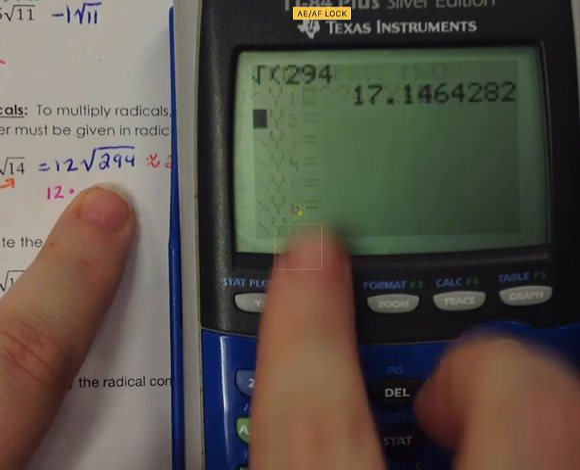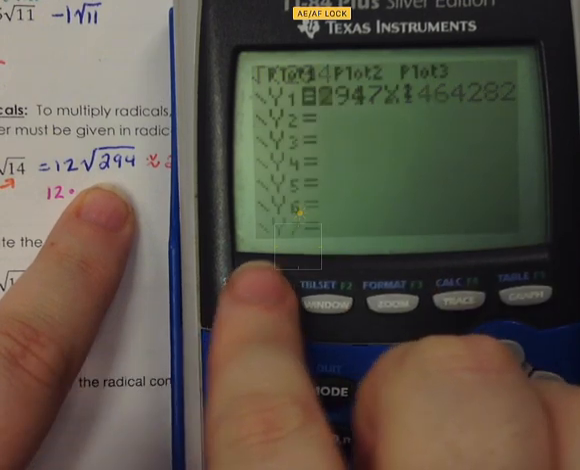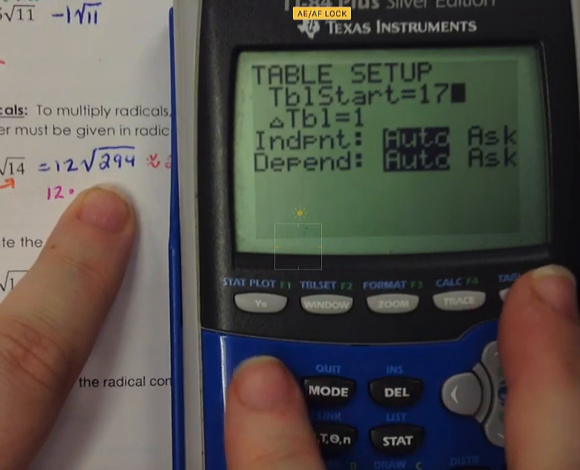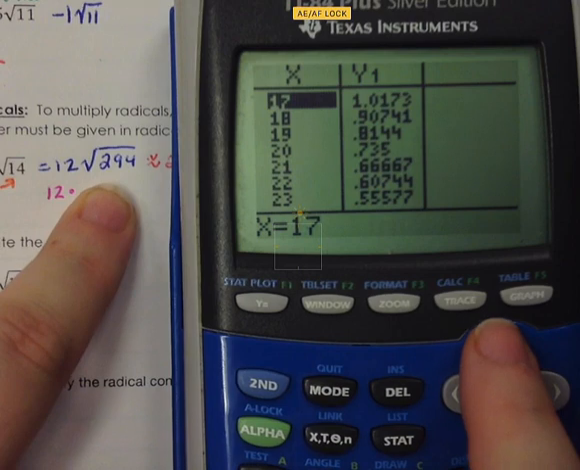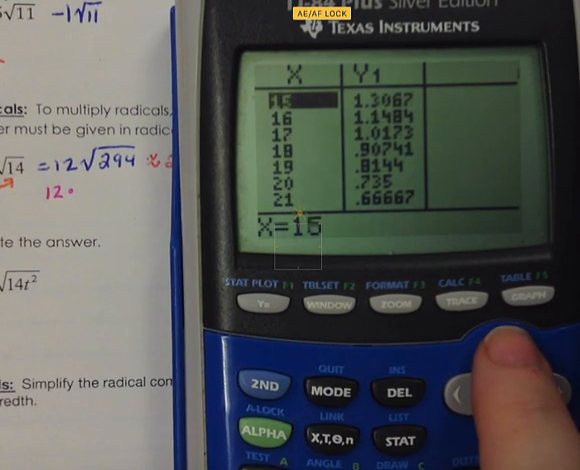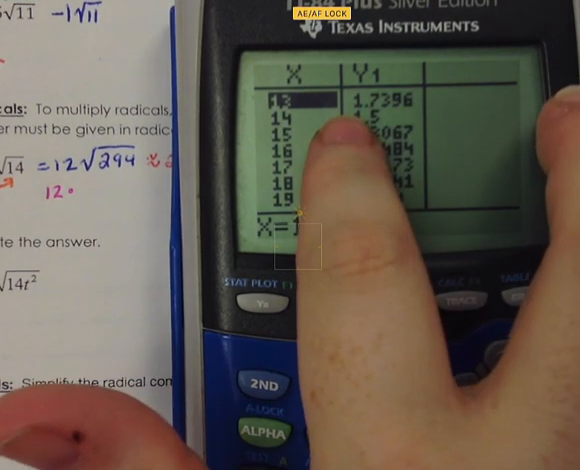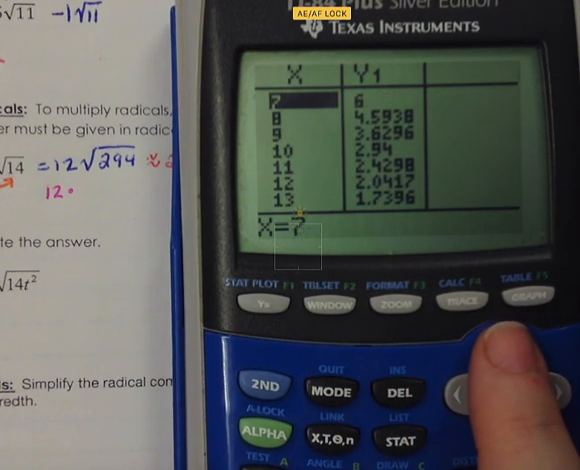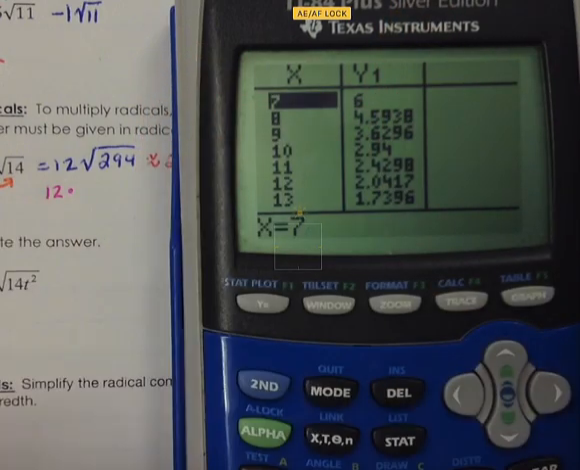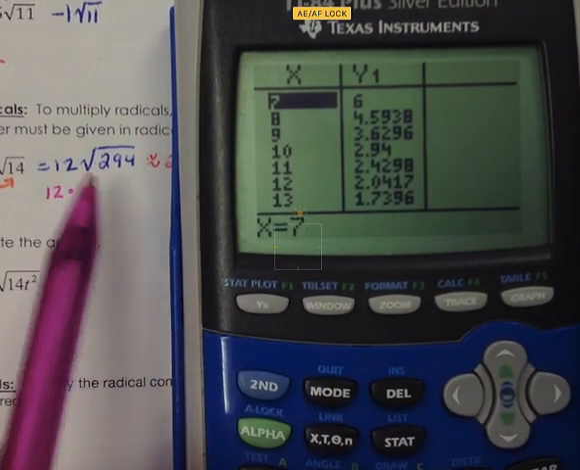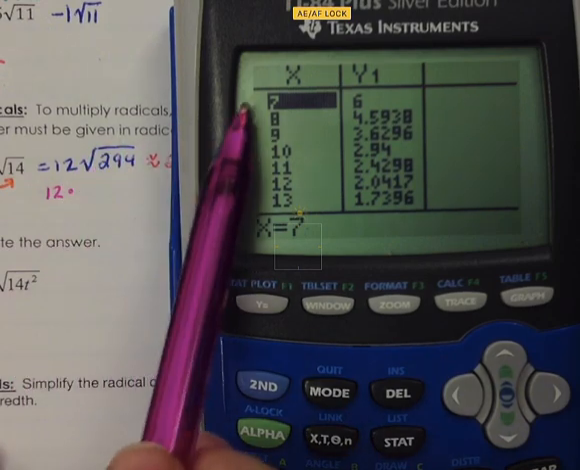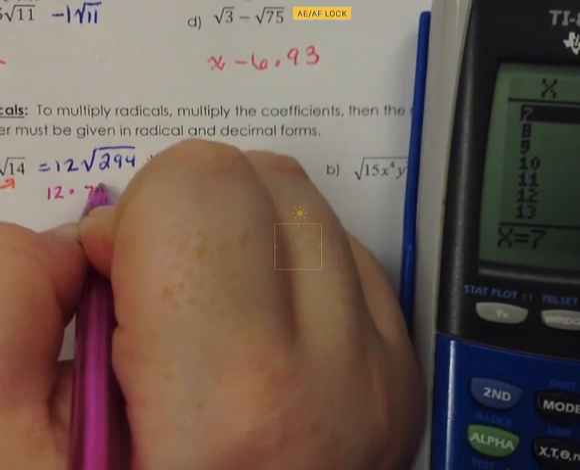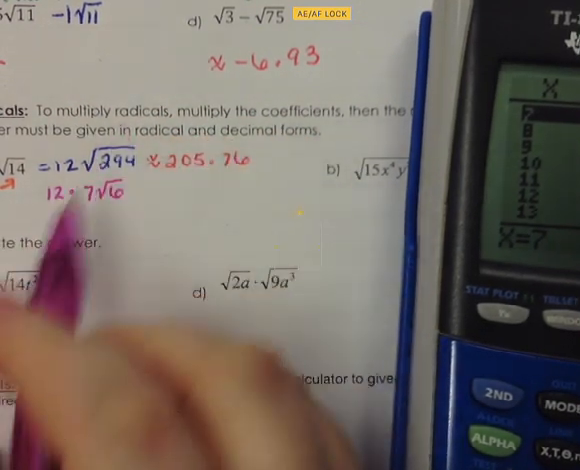And then we want to get started at 17. So we go to our second window and we start it at 17. And then we go to our table and go up until we find our whole numbers. Even 1.5 is nice, but it's not a whole number. Keep going. And then we have 7 and 6. Those are our first whole numbers. So this part right here, square root of 294, becomes 7 as your coefficient, and 6 as your radicand. So it becomes 7 square root of 6.